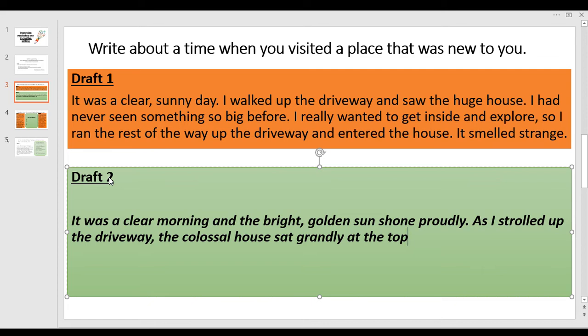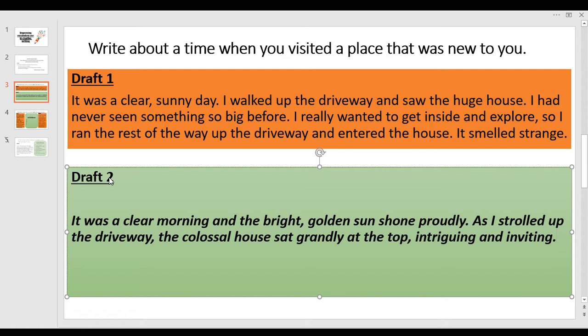Again, a house obviously cannot sit grandly at the top of anywhere. A house does not sit. You've got the use of personification there. Sitting at the top of the drive, both intriguing and inviting. So you've got a bit of a suggestion of alliteration there too. Again, you're just adding that extra bit of description with those extra adjectives.